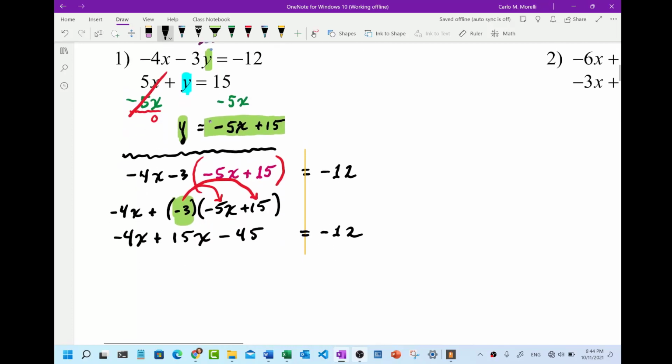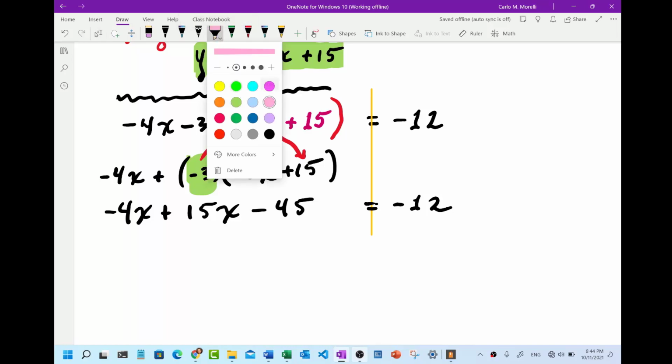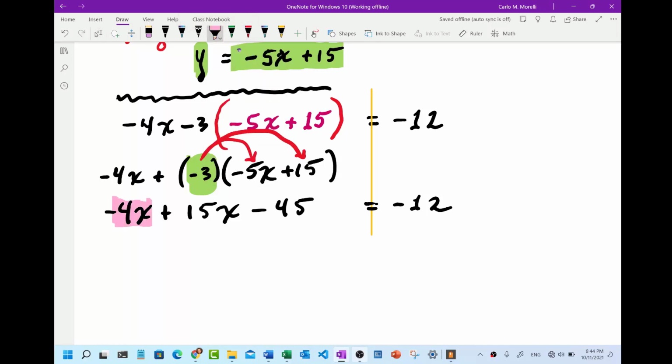It's just an interesting note. This equation is currently in balance. That means that that whole negative 12 is holding up the balance of the entire left side. So that's kind of cool. I see some like terms. I see a negative 4x and a positive 15x. Those can be combined, right? So we'll make sure to do that.